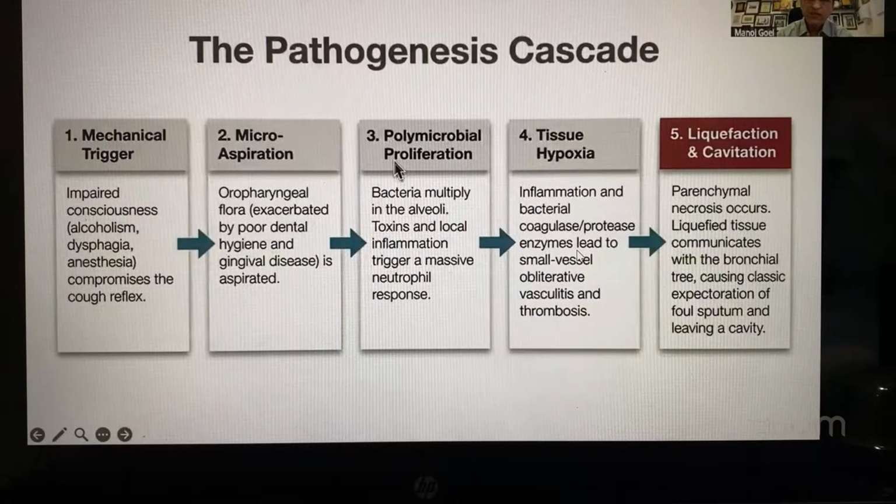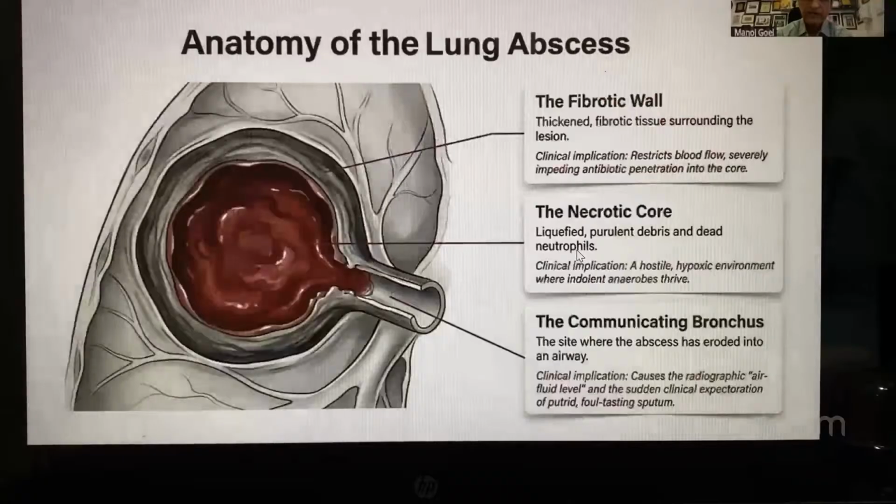And this oropharyngeal flora then causes a polymicrobial proliferation. The bacteria multiply in the alveoli, various toxins are released, and local inflammation triggers a massive neutrophilic response. The bacterial coagulase and protease enzymes lead to small vessel obliterative vasculitis and thrombosis, which then lead to liquefaction and cavitation. There's a parenchymal necrosis which occurs. The liquefied tissue communicates with the bronchial tree, causing classical expectoration of putrid sputum, leaving a cavity behind.